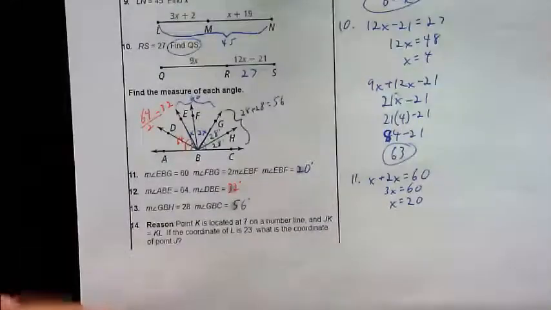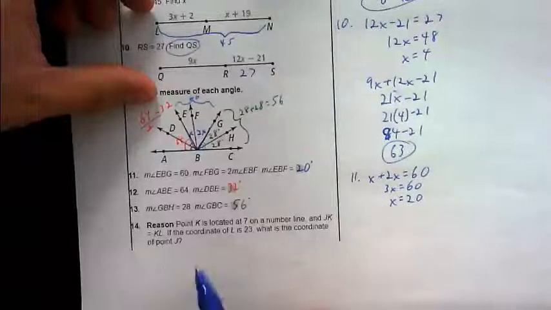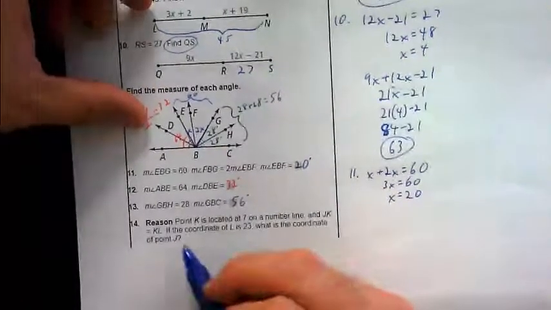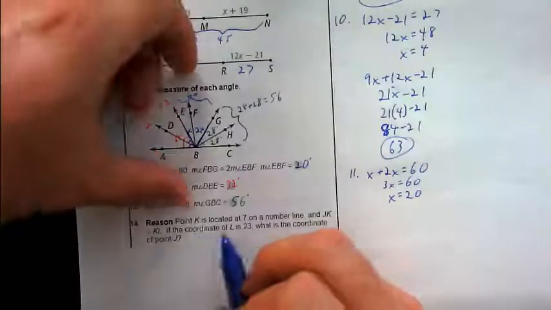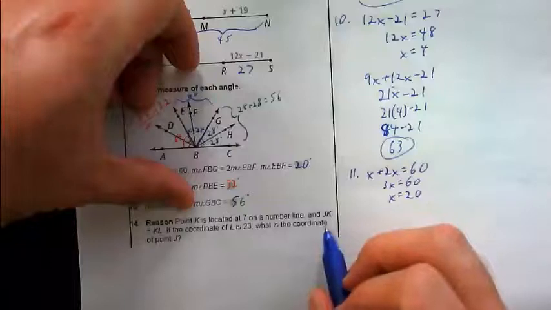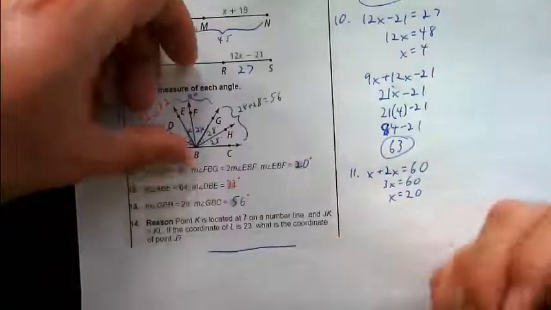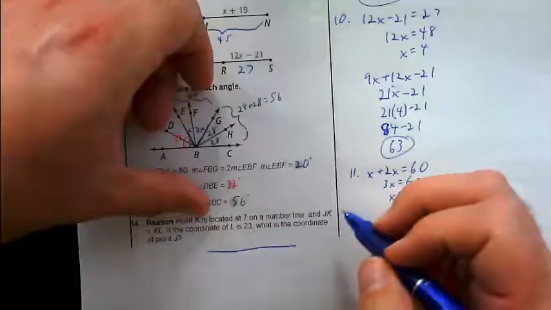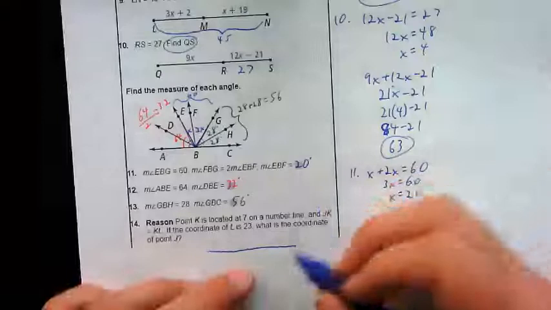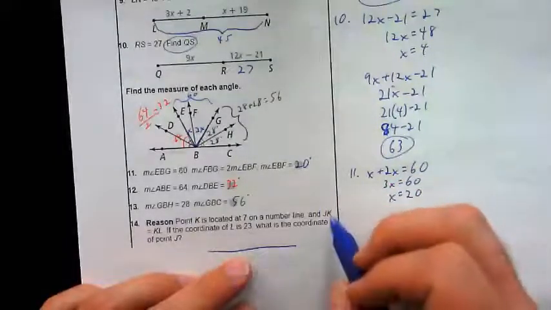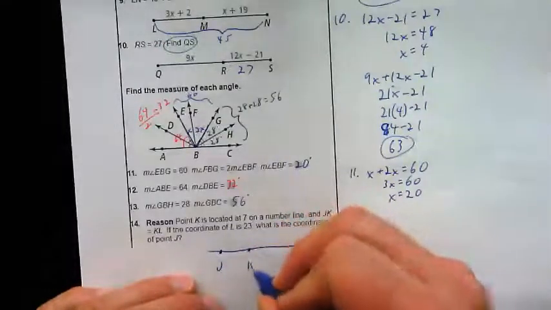Number 14, point K is located at 7 on a number line, and JK is equal to KL. If the coordinate of L is 23, what's the coordinate of point J? All right, so point K is located on a number line. J, K. So let's draw ourselves a number line. Let's see, L. Got to picture what this would look like. So here's J, here's K, and here's L.